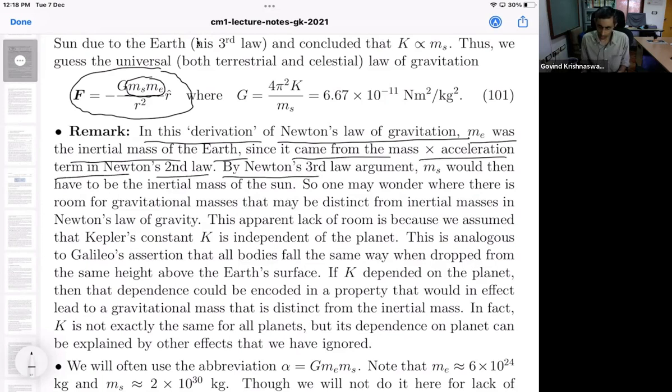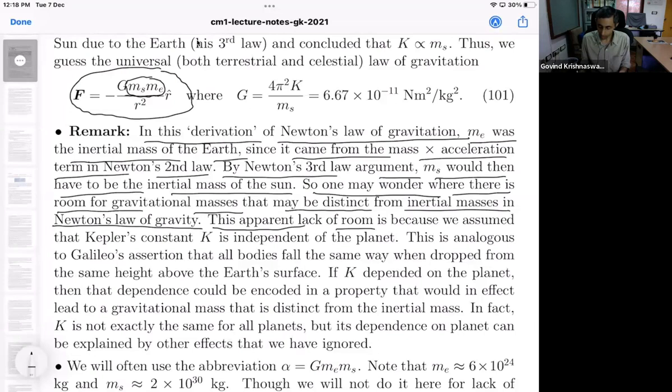Now, by Newton's third law argument, ms would then have to be the inertial mass of the sun. So one may wonder where there is room for gravitational masses that may be distinct from inertial masses in Newton's law of gravity. So this was the question posed. This apparent lack of room is because we assumed that Kepler's constant K is independent of the planet.